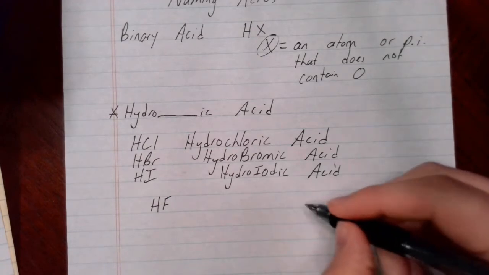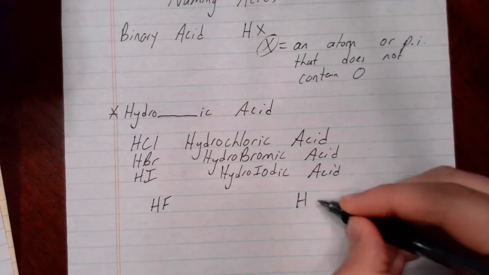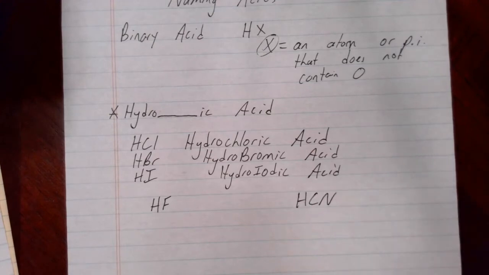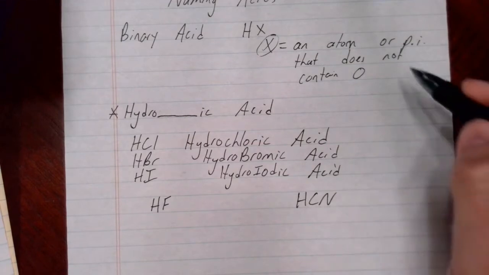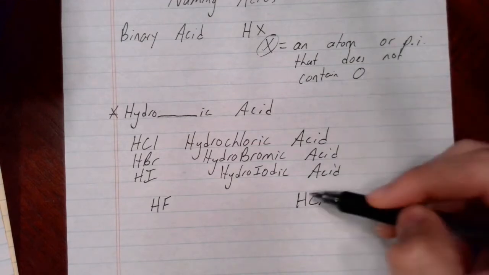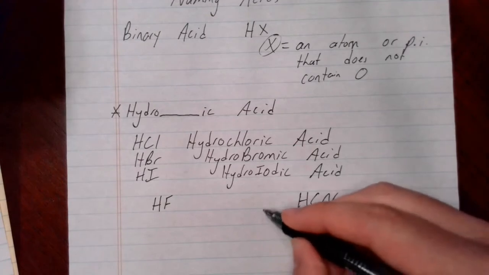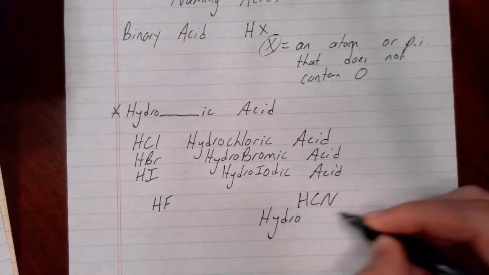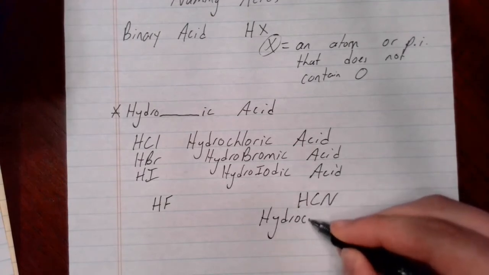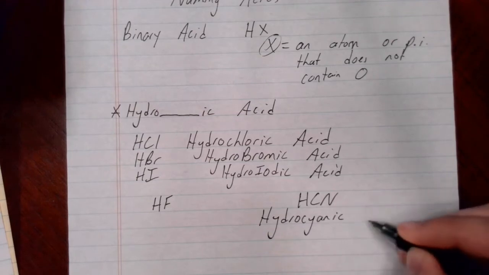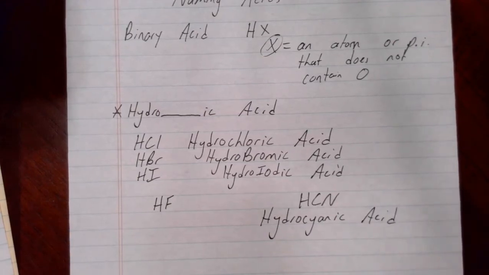Let's look at the one outlier to binary acids though, HCN. HCN, cyanide, is a polyatomic that does not contain oxygen. So that's the one exception to this rule. We call this hydro, the base word of cyanide, cyan, IC acid. That's the only real exception to this rule.